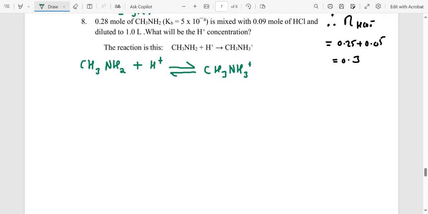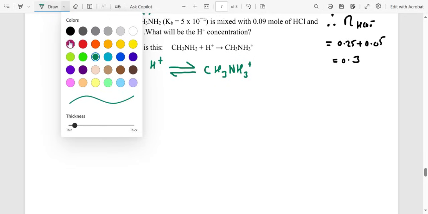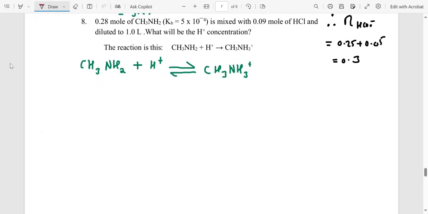Okay. So what are the initial moles? The initial moles have got 0.28 of the base and 0.09 of the acid. These guys are mixed and diluted to 1.0 liters. In other words, you mix them and then you make sure that the volume is 1 liter. So since the volume is the same, we can still use the number of moles for calculation's sake. All right. So we'll start with the initial things. So the initial moles, we know them. And then when the reaction happens, let's use the ICE table again.